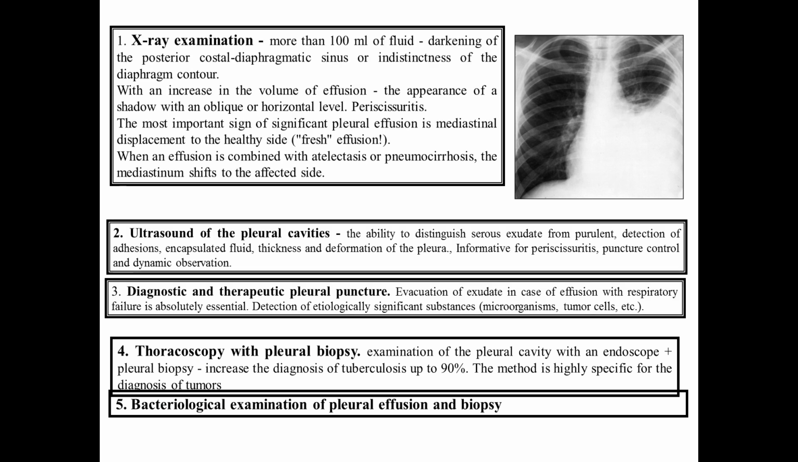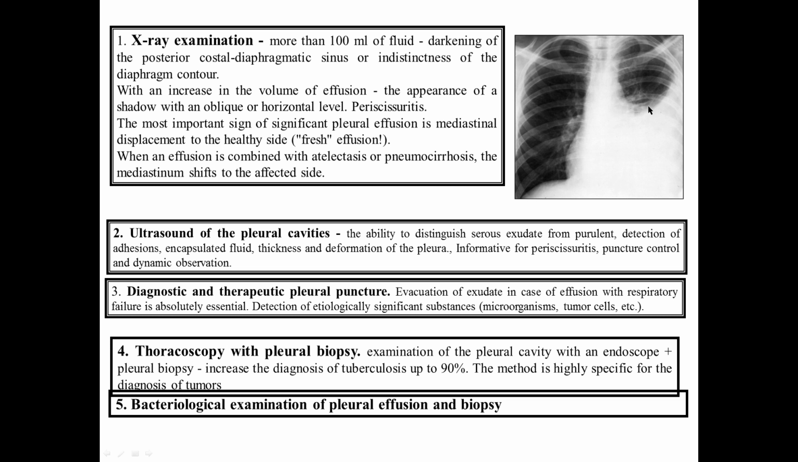Now the investigation methods. X-ray examination is very important. More than 100 milliliters of fluid may be detected by the X-ray method. You see darkening or opacity of the posterior costodiaphragmatic sinus or indistinctness of the diaphragmatic contour, and with an increase in the volume of effusion, the appearance of a shadow with an oblique or horizontal level, you see.